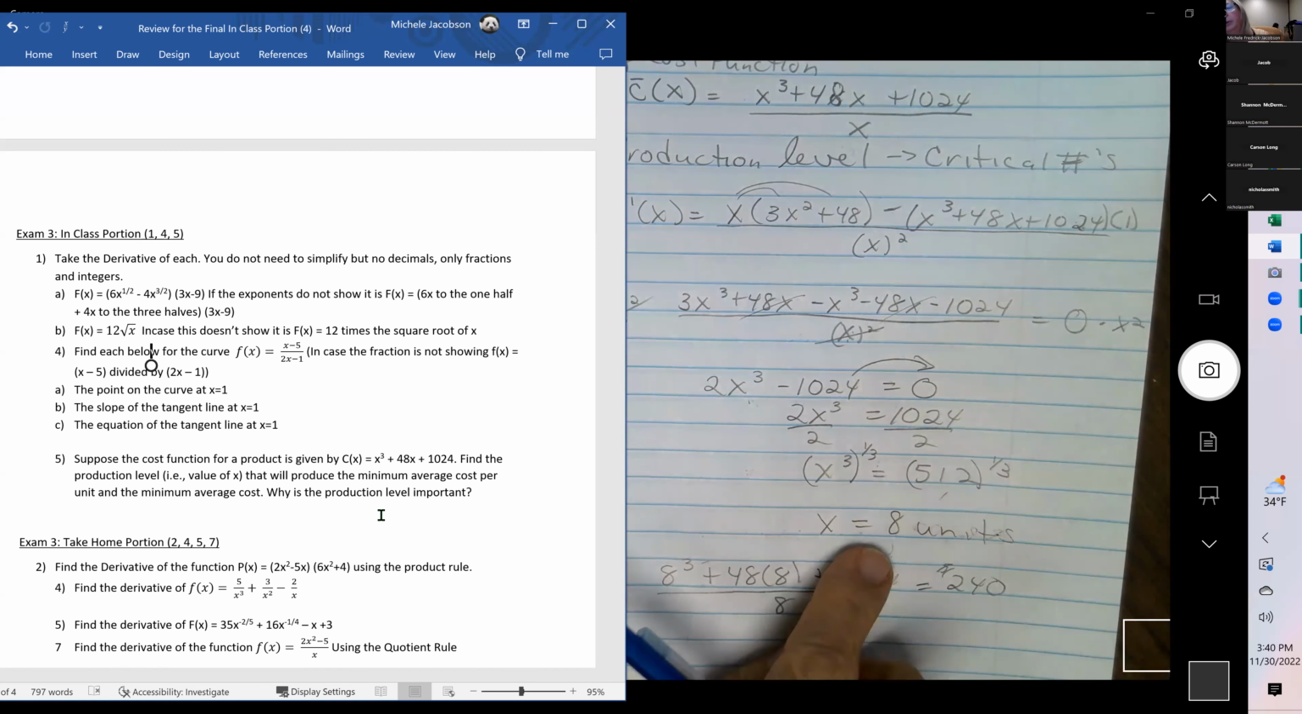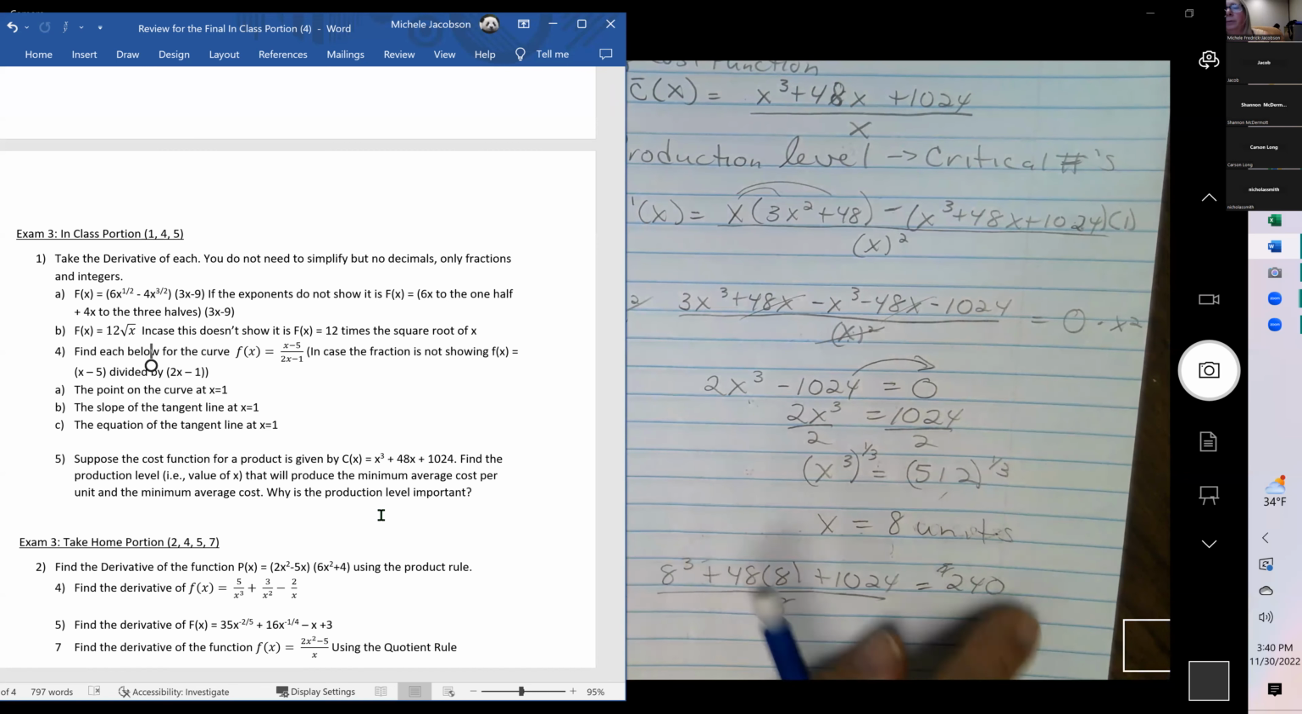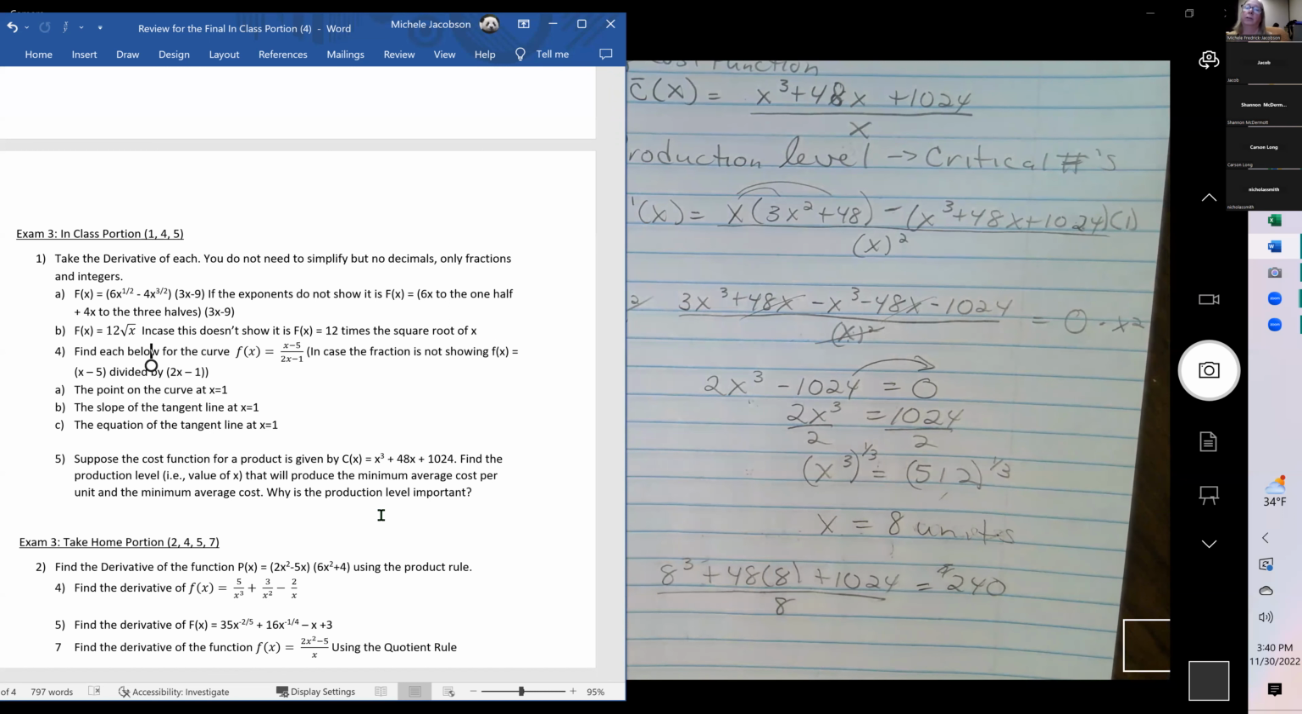But you want to produce 8 at a time and they will cost $240 each. And that's the cheapest you'll get it. If you plug in 6 or 7 or 9, they will all be higher than $240. Any questions on that?